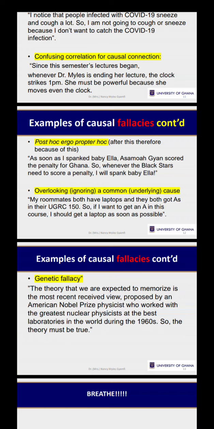That doesn't mean that the person gave you money because you sneezed. It could be the person just had compassion for you. He decided to just give you money. That doesn't mean it was because you sneezed. You get it? So that is post hoc ergo propter hoc.